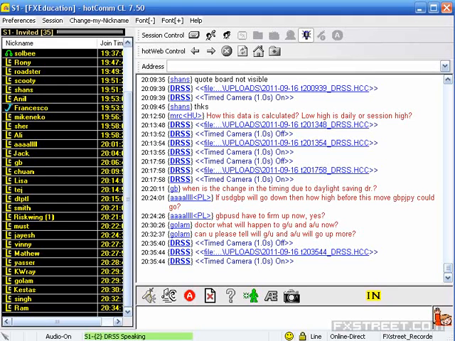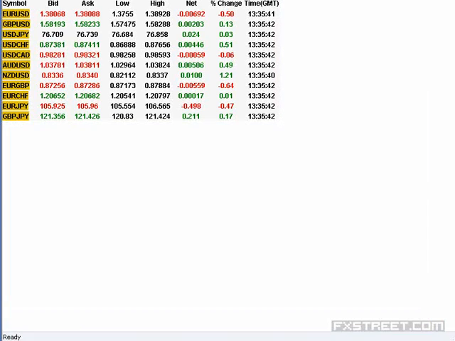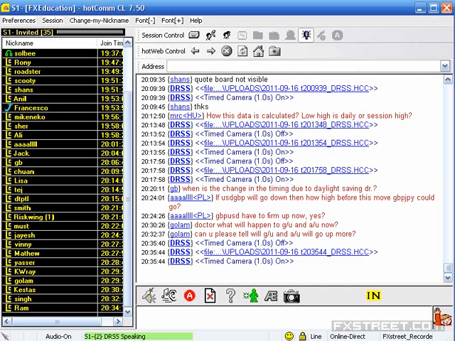So let me minimize the PowerPoint presentation and take up the questions which are asked here. I'll focus the camera over that of the live market code page.